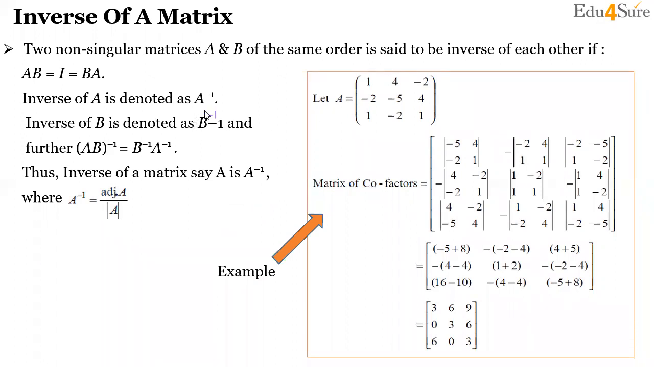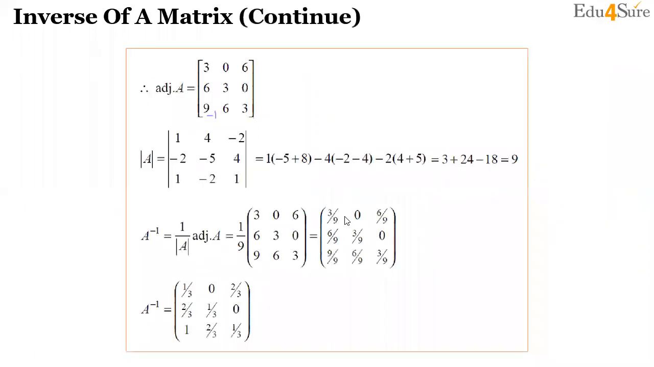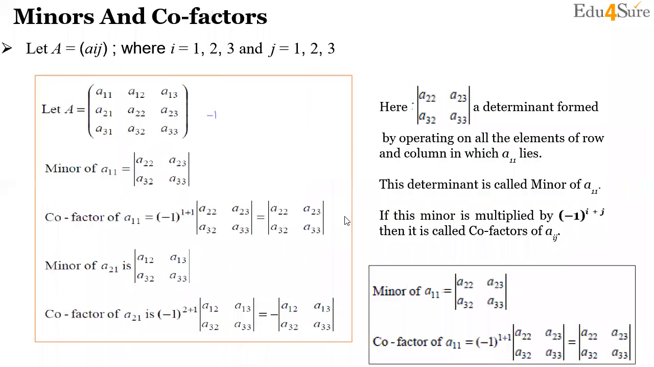So here the inverse will be represented by this, A to the power minus 1. And here A is a matrix. Suppose you have a 3 cross 3 matrix. How are you going to find the inverse of a matrix? If you remember my previous lecture on adjoint, cofactor and minor, then you might remember how we find it.